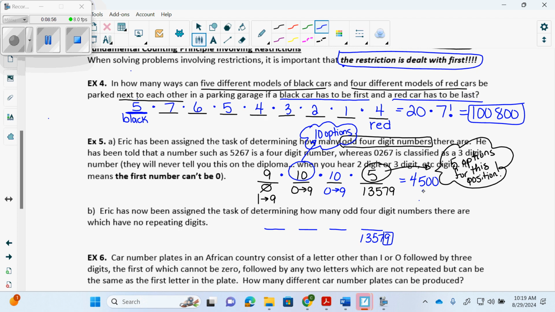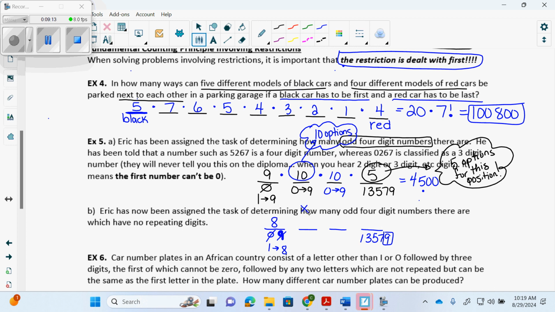So I pretend the 9 is there now, right? What can't be in the first blank now? The 9 can't be there, and what still couldn't be there because of the question? 0. The 9 can't be there, 0 can't be there, so I have 1 to 8, which is 8 options.